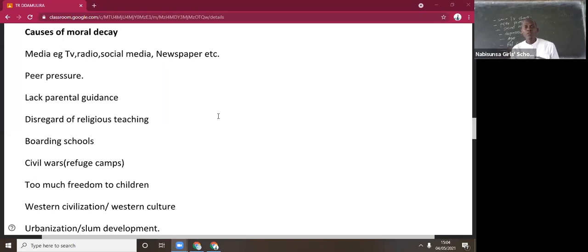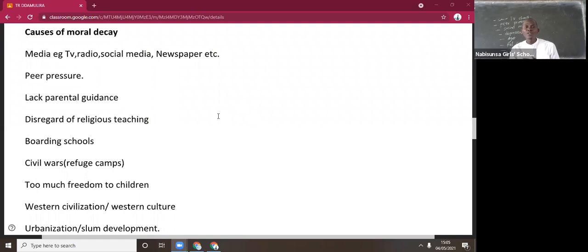Then we have lack of parental guidance. Some youth, our behavior is declining because our parents don't guide us. Some of you have never spent more than even 3 months with your parents. They just send you to school, and in the holidays they send you to your aunties. There is lack of parental guidance. Then there is reduced religious teaching. People no longer follow the fathers, the bishops, the pastors, the sheikhs, and that has also affected our morals.